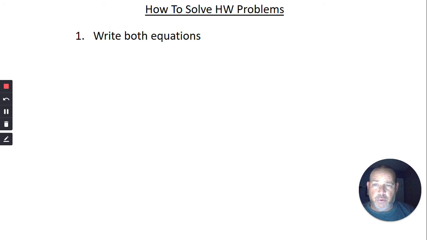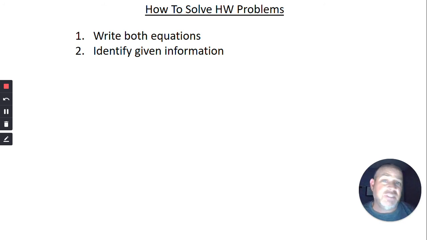So write down both equations, or at least have them handy, right? Just write them down once and keep them handy in a notebook or piece of paper or something. Identify the givens. These are going to be word problems, so you have to figure out what piece of information they're giving you. They have to tell you something. They have to give you one of the variables. You just have to figure out which one.